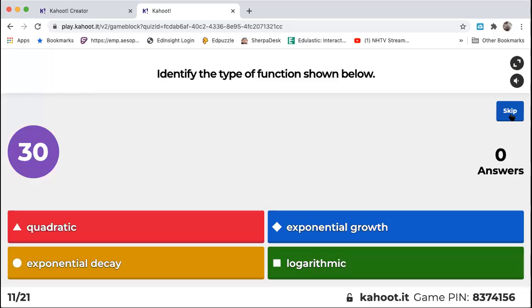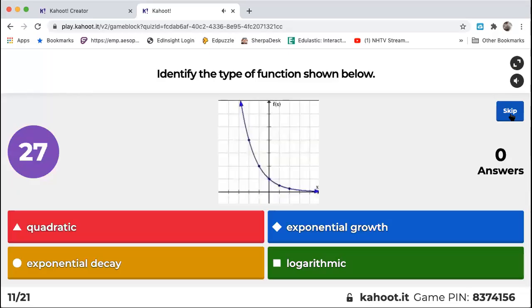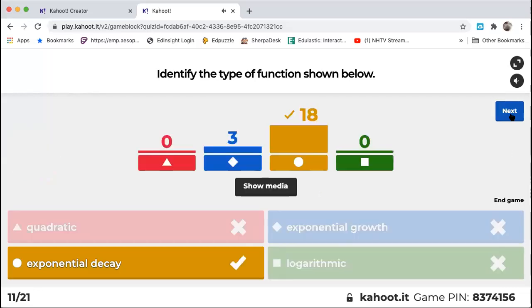All right, identify this graph. Good. So this is decaying because it started up at the top. From left to right, it's going down. So reading from left to right, it started up and then it moved down. Still had that horizontal asymptote.